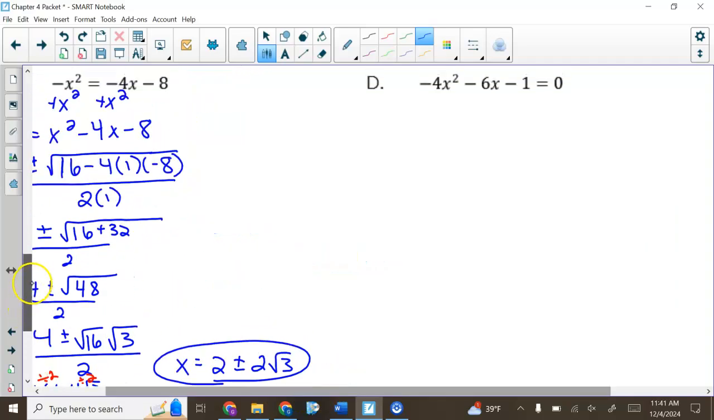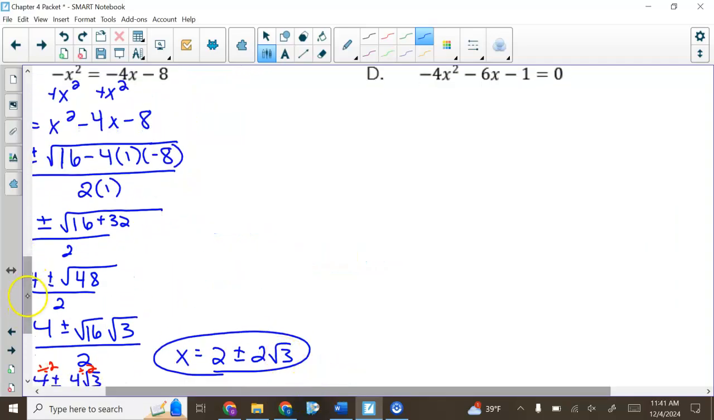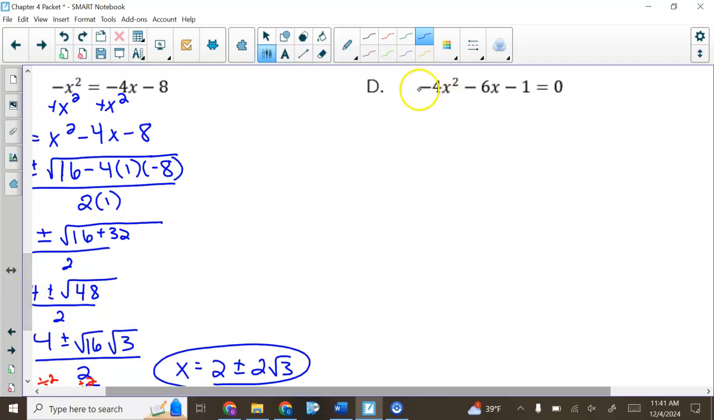All right, go ahead and try that problem D. And again, even though that A term is negative, that's perfectly fine. So when I would do this problem, I would just jump and let A be negative 4. I wouldn't worry about making it positive like we do when we factor. B is negative 6 and C is negative 1. So go ahead and pause the video and see if you can figure out how to solve this. I will jump back in when you get the radical that you need to simplify.